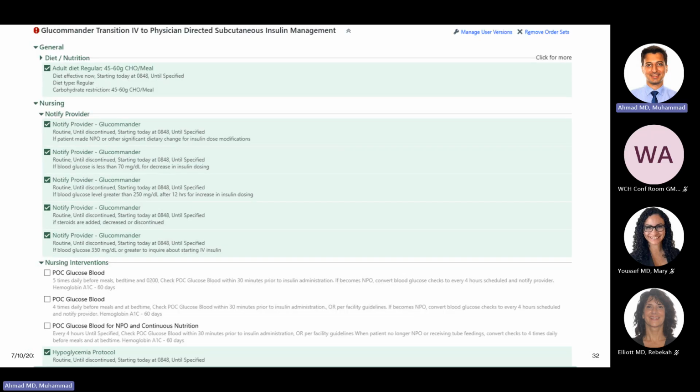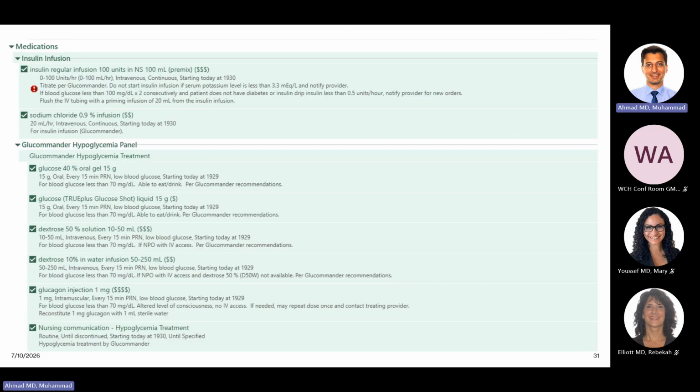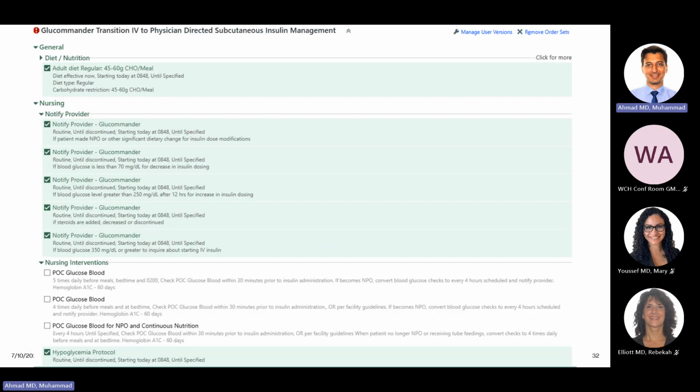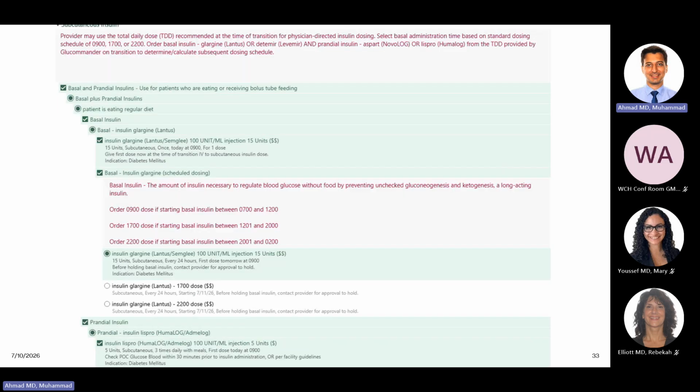So that's the order. Now once DKA is resolved, the order is transition glucomender. The order says transition IV to physician-directed subcutaneous insulin management. All you have to do is put this glucomender transition IV, and then it will show you the same thing. Then you have to select the diet because the patient must be eating. This is how you select basal and prandial, 50% and 50%. Then you divide the prandial into 3 doses.